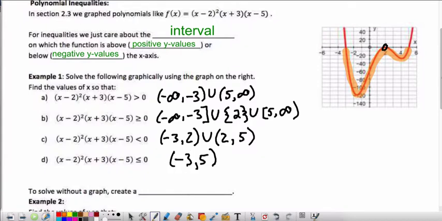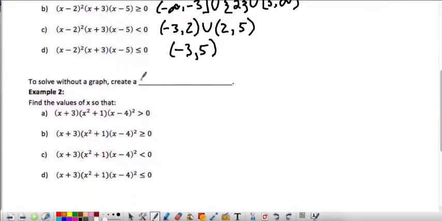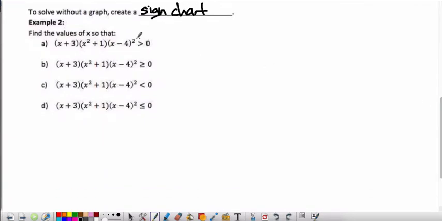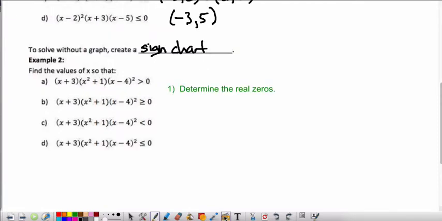All right, so how are we going to do this without a graph? Well, you're going to create a sign chart. So here's how you do that. I've given you a function here, and I'm asking you for when it's greater than or equal to, less than or equal to. There's a couple steps in this. The first step is we're going to determine what the real zeros are, and all these functions are the same. I'm just having you look for different things for each function.